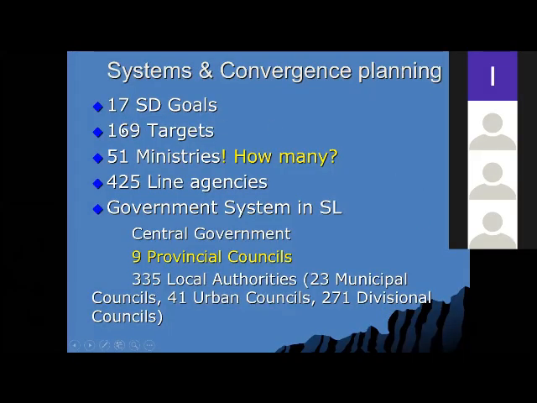Now, how do you look at this? We have 17 goals, targets. Now, in our country, we had about 51 ministries in the previous government. Now, I don't know how many. There are project ministers, and so forth. So we need to have system convergence in order to achieve sustainability. So we have line agencies, and in our government system, we have central government, councils and local authorities. So all these have to work together.